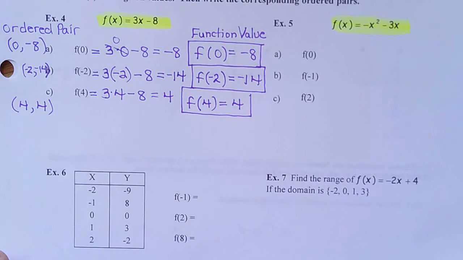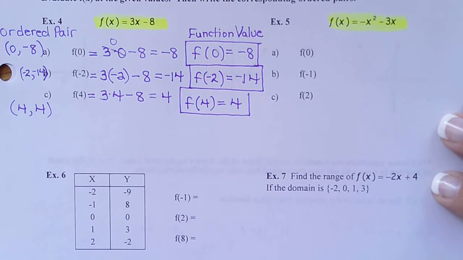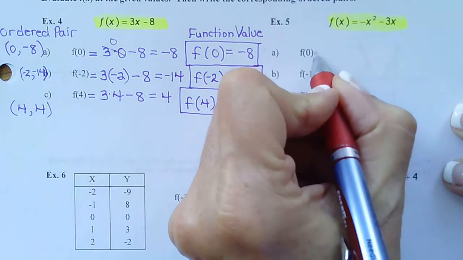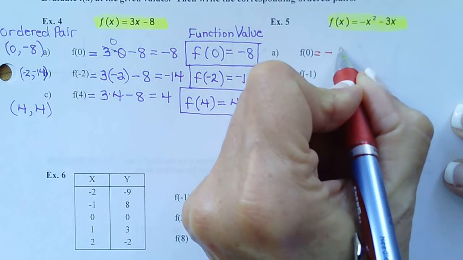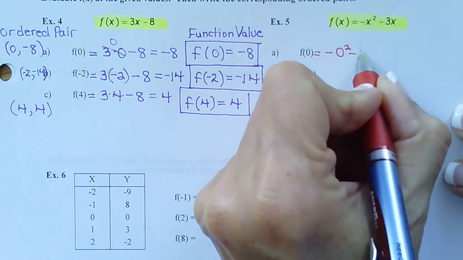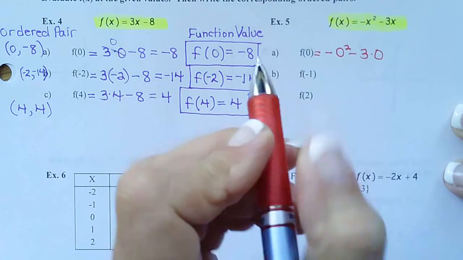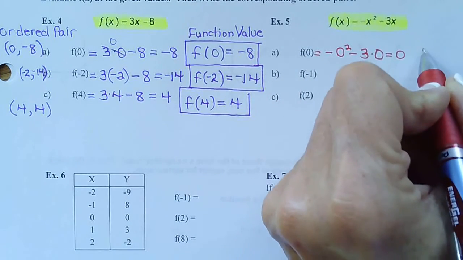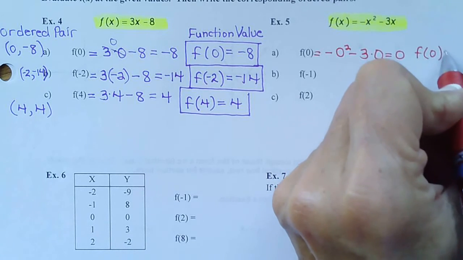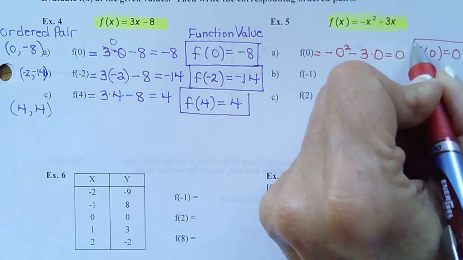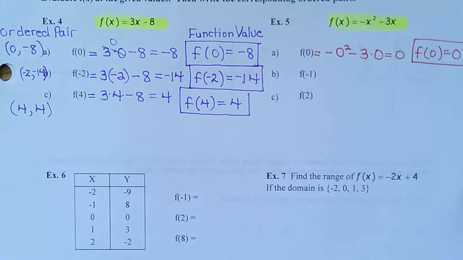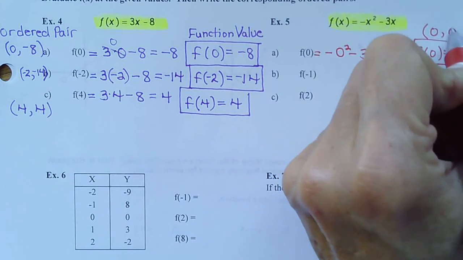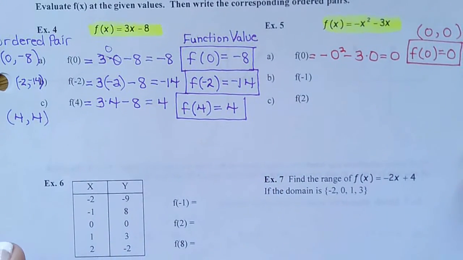Okay, for f of 0, that means plug 0 in for x, so I get negative 0 squared minus 3 times 0. So 0 minus 0 is 0. So that means f of 0 is 0. Excuse me. And the ordered pair that goes with that is 0, 0, or the origin.